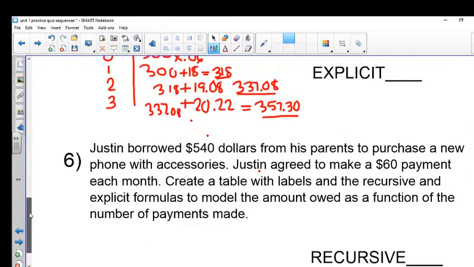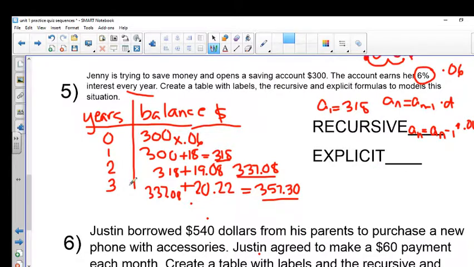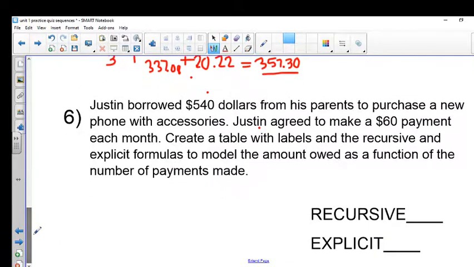Well, I will have to fix this one. I made an error on this. I'll go back. Let's do number 6. Let's start off with the charts, and then I'll help y'all do this part.